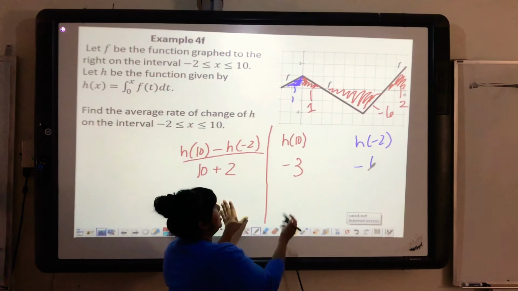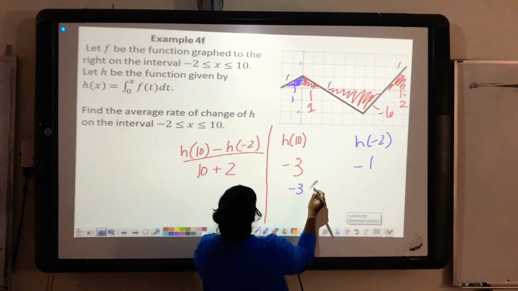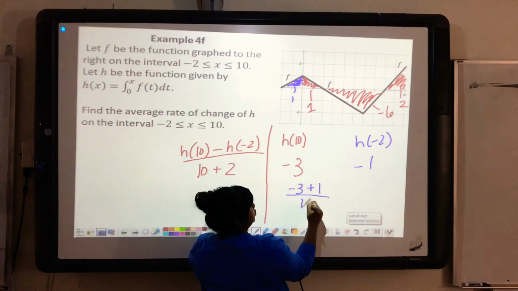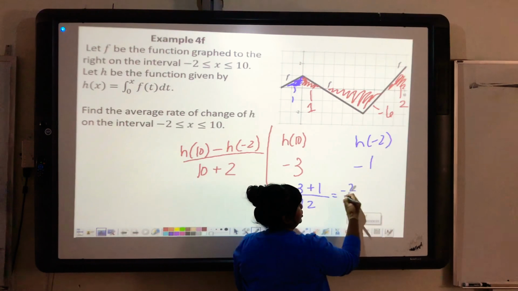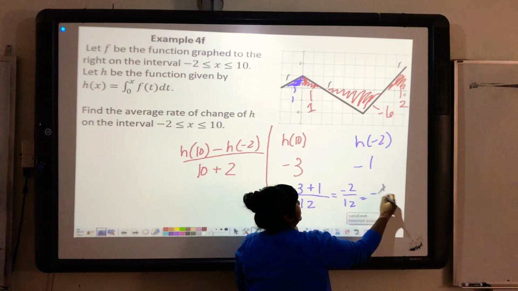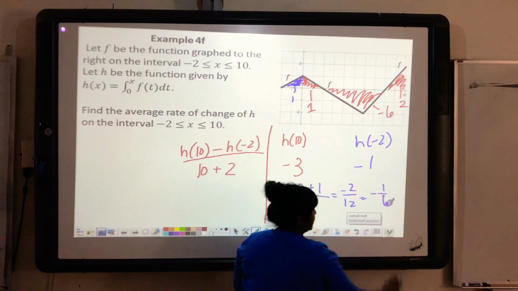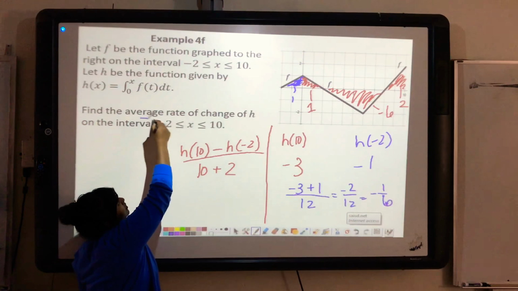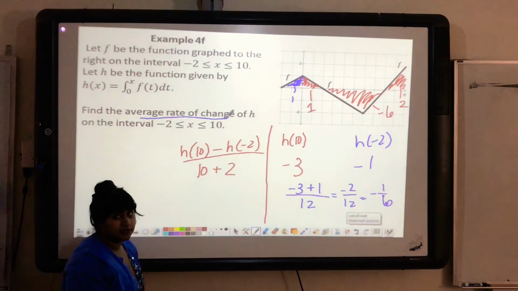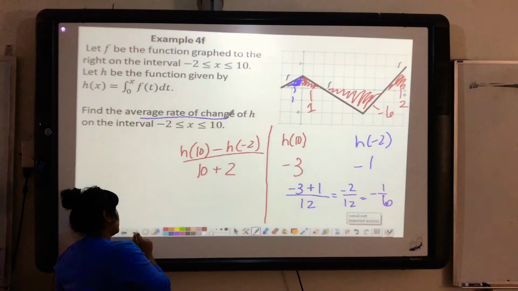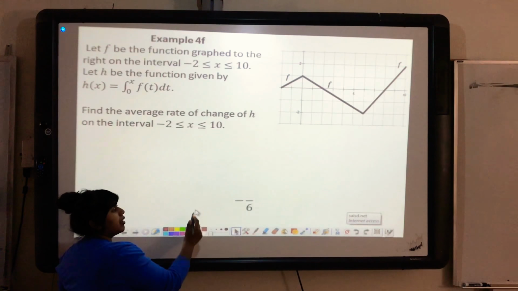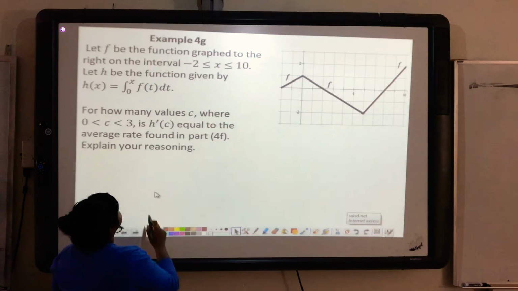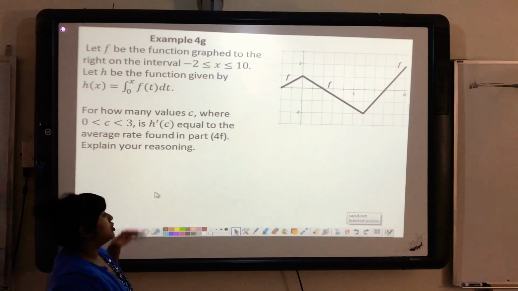So I fill all that in, and I get -3 minus -1 gives me +1 over 12 equals -2 over 12, which equals -1/6. And that's our average rate of change, sorry. So I want to double check that work. Boom, -1/6, yay. Okay, now we're going to do question 4G.